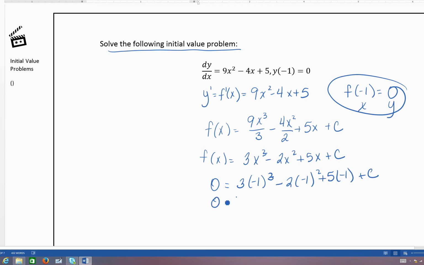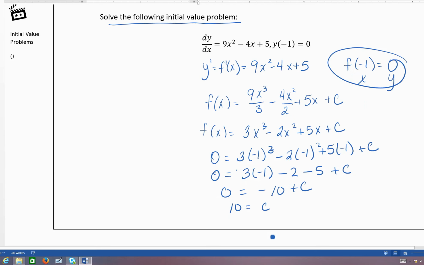So if we do that whole number, we'd have 3 times negative 1 minus 2 times 1 minus 5. So negative 3 minus 2 would be negative 5 minus 5. So we have 0 equals negative 10 plus c. So if we add 10 to both sides, we see that 10 should be equal to c.